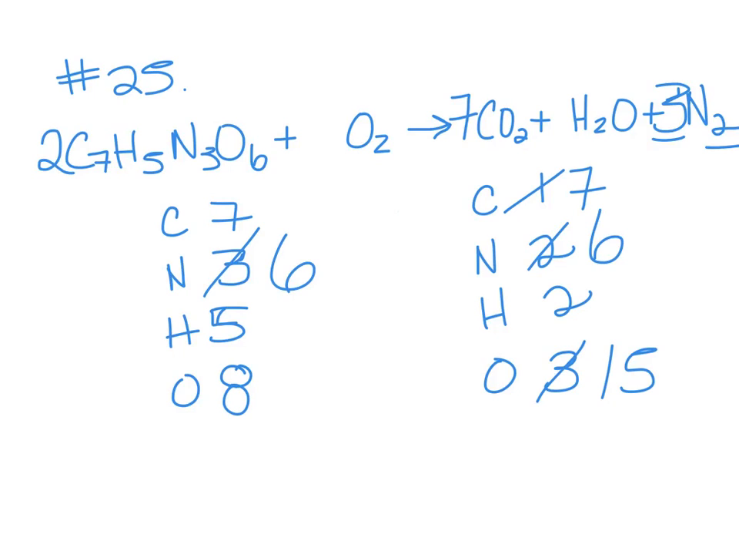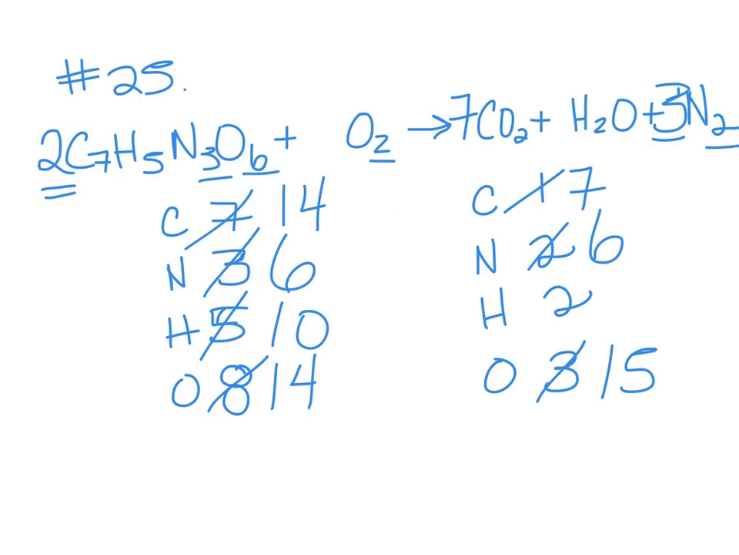Now you notice that when I put the 2 in front of here, it's going to change my carbons again, but that's just one of the things that happens. Try not to worry too much if that changes. So I have 2 times 7 gives me 14 carbons, 2 times 5 gives me 10 hydrogens, 2 times 3 gives me my 6 nitrogens I've already done, and then 2 times 6 oxygens give me 12, plus 2 gives me 14 count on my oxygens there.